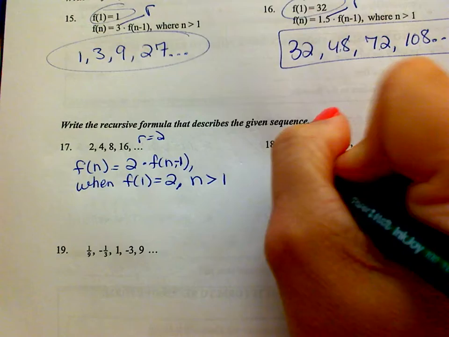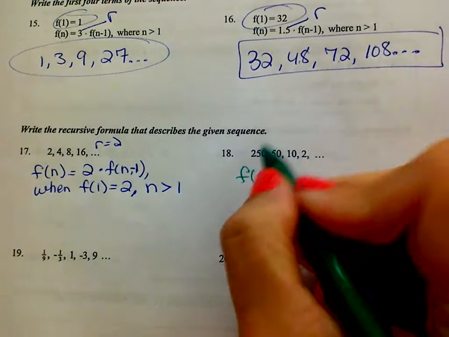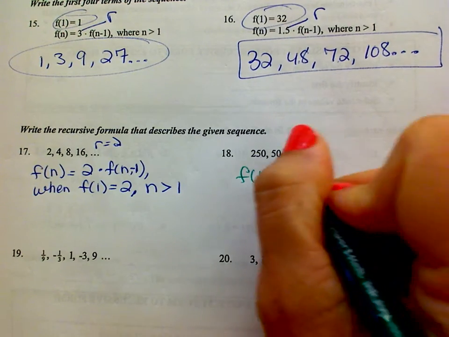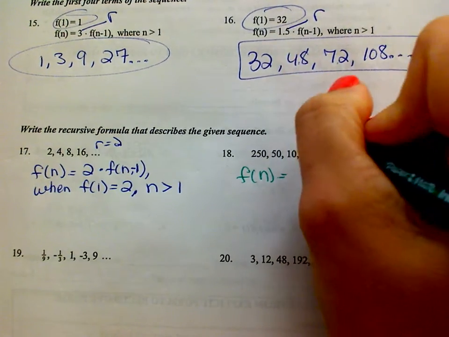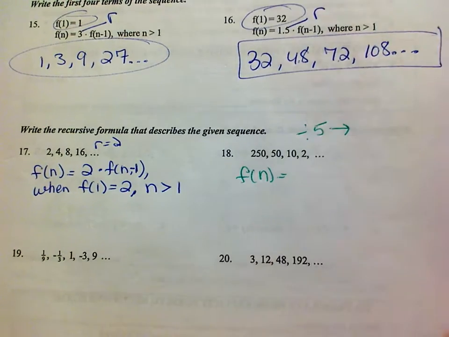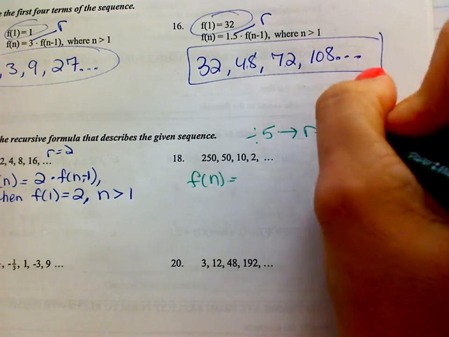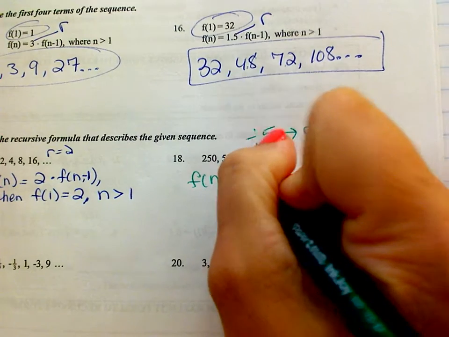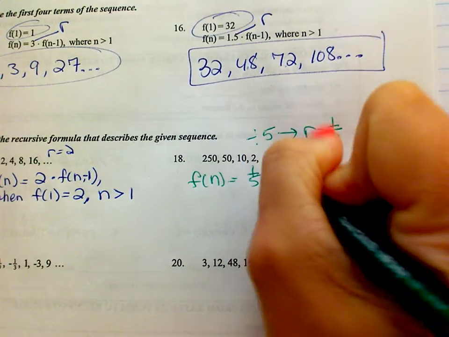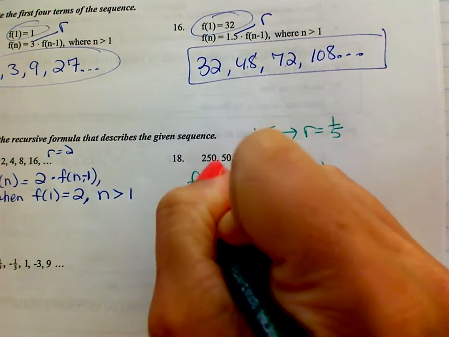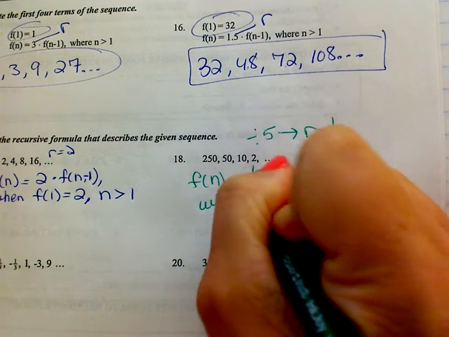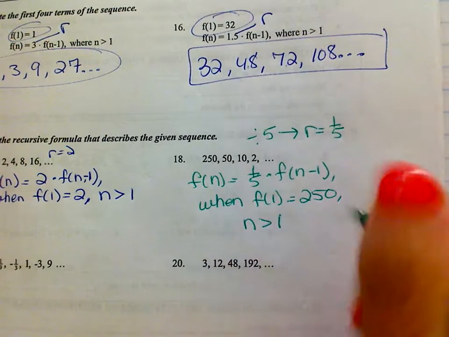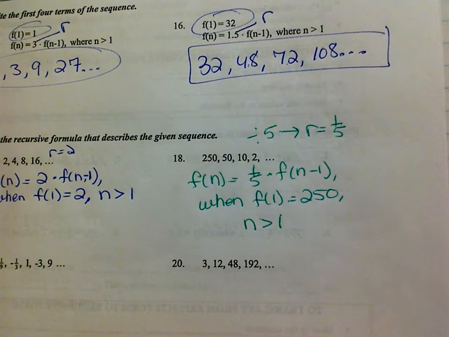18, same idea. F of n equals, to get from 250 to 50 to 10 to 2, if you notice over here, we keep dividing by 5. We need to change that to multiplying by 1/5 though. So we do 1/5 times the previous term when we start with the first term of 250, and we can't go backwards, and n has to be greater than 1.